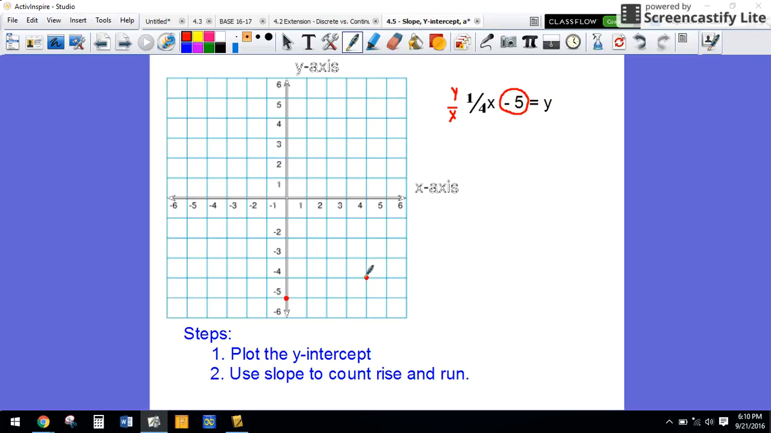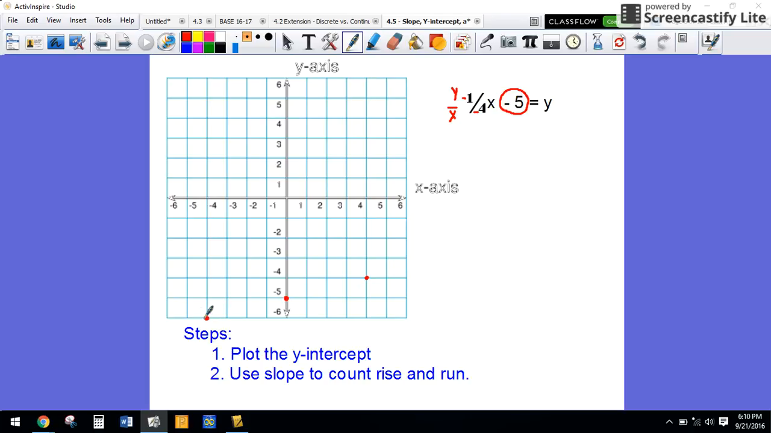Now, I always want to make sure that I have 3 points before I make a line. And if I look here, I don't have enough space to count up 1 and to the right 4. But using my integer rules, I know that if I make both of these negative, it's still technically a positive number because a negative divided by a negative is a positive. So I could also go down 1, because it's a -1, and back 4 since it's a negative 4, and this will still show up within my line.